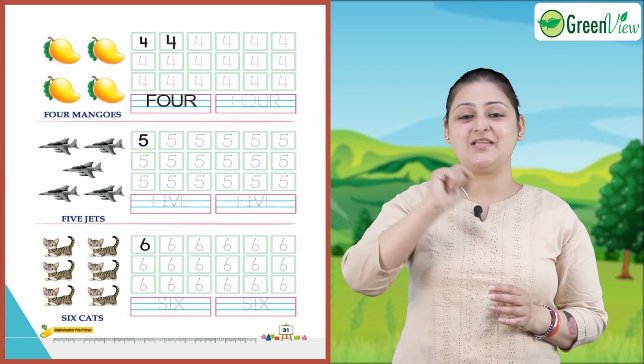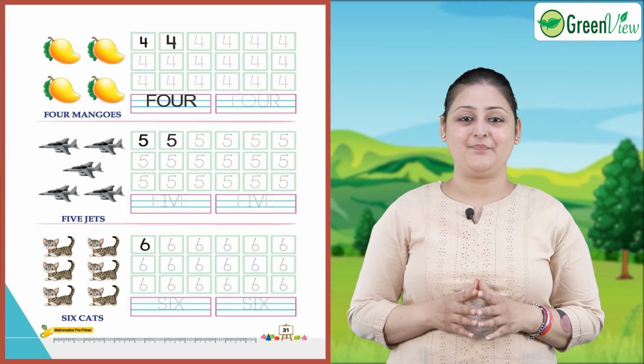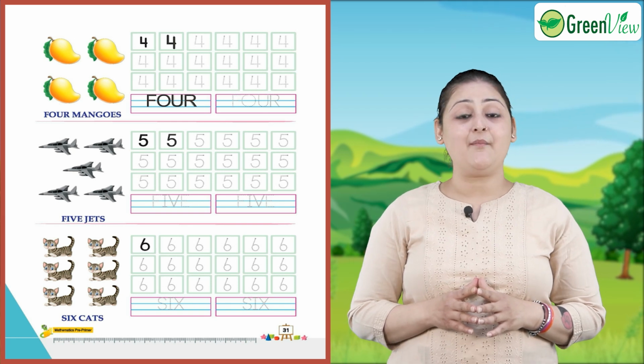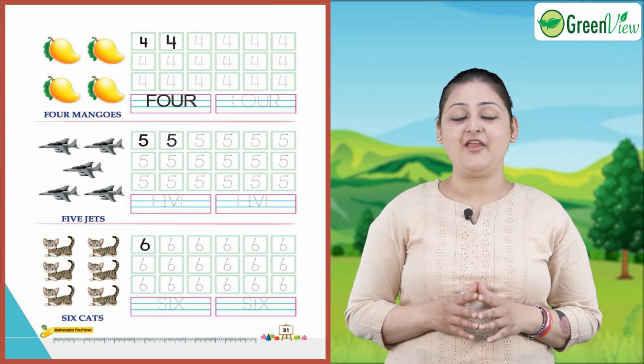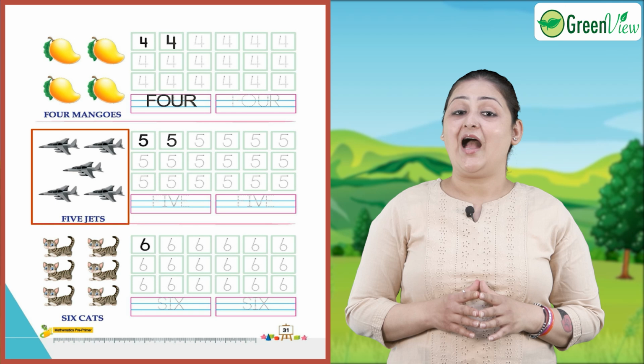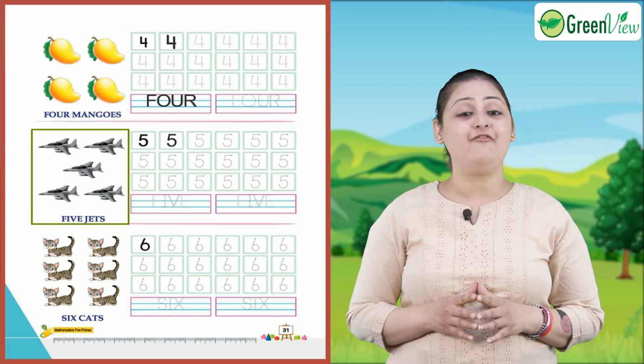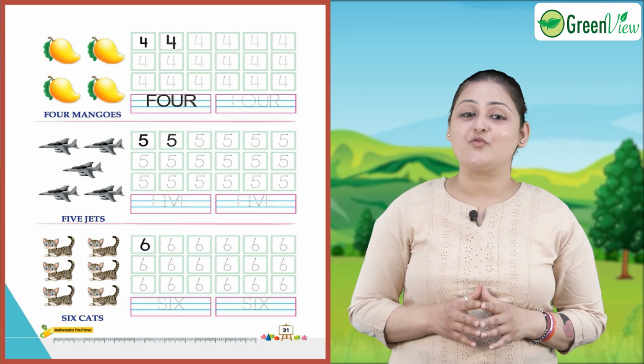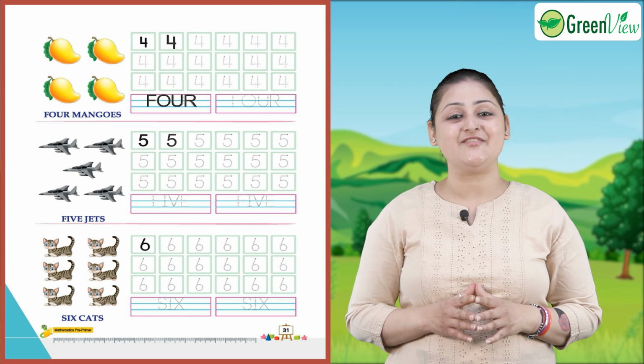5. Now trace the tracing dots for more practice. Now what is the number name for 5? It's F-I-V-E 5. How many jets are there? There are 5 jets. Now trace the tracing dots to practice 5.